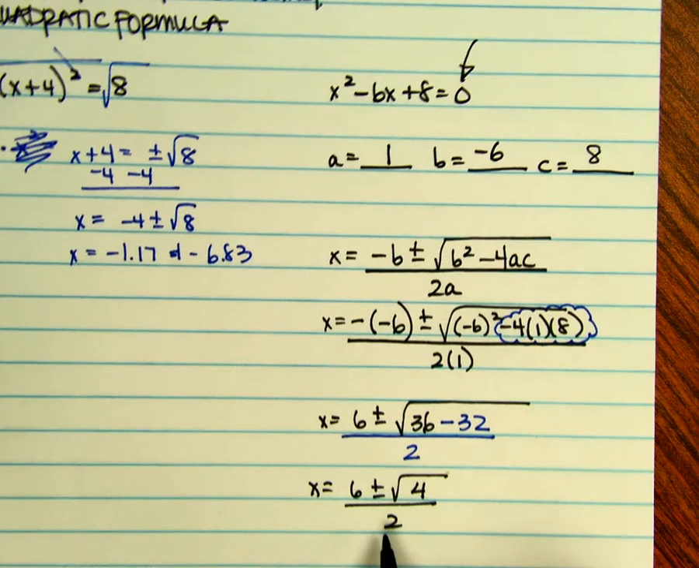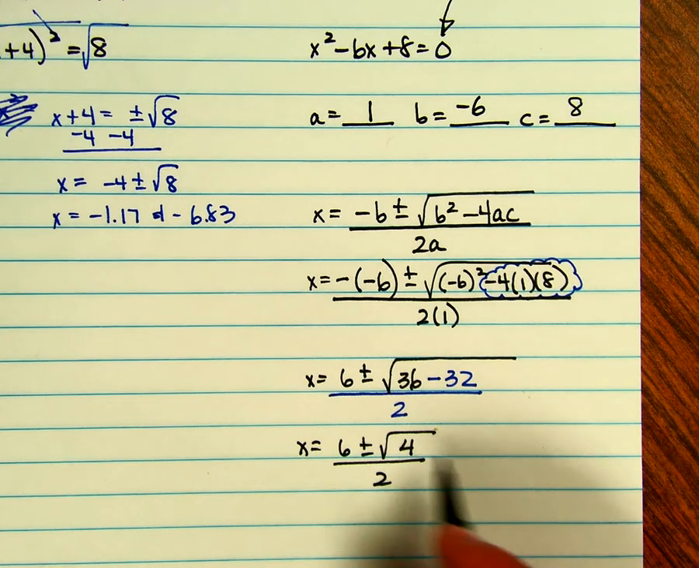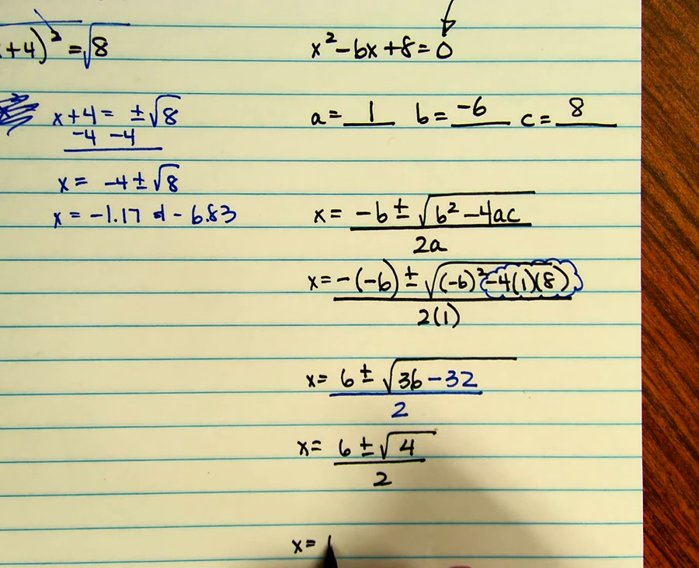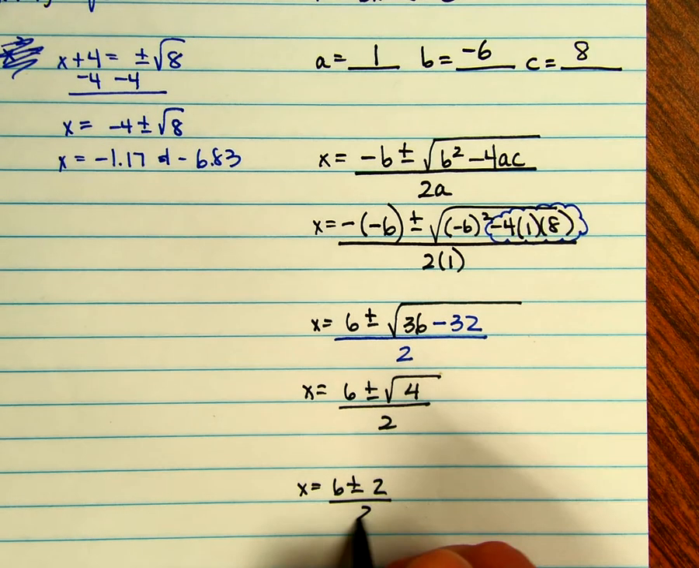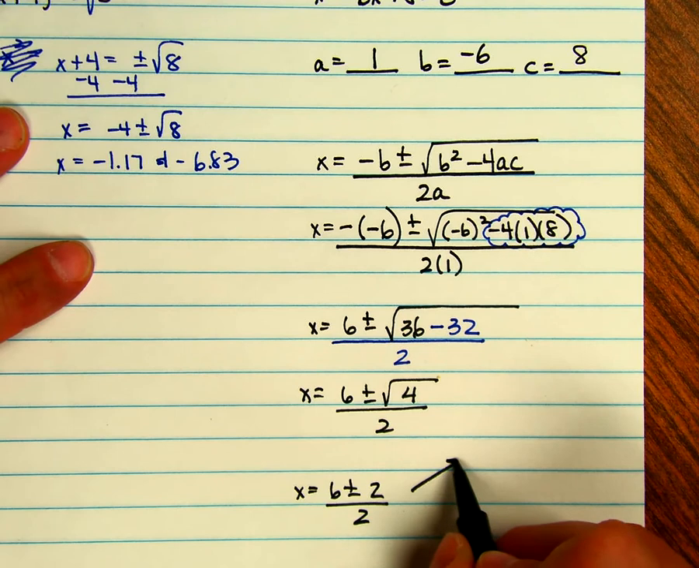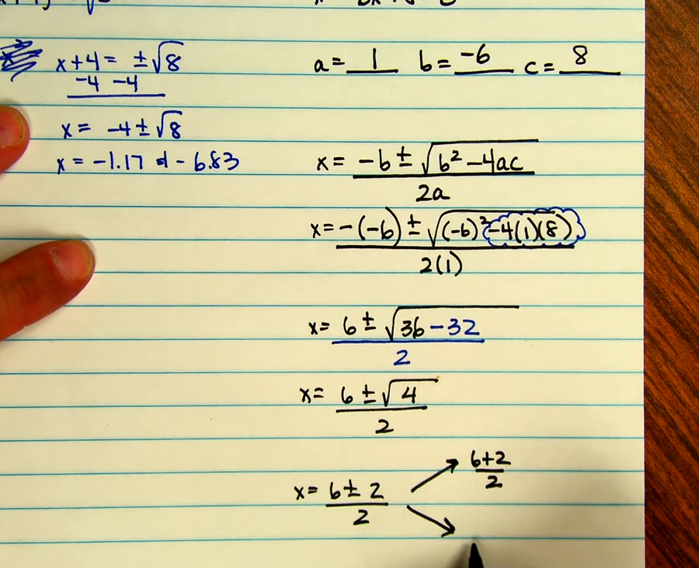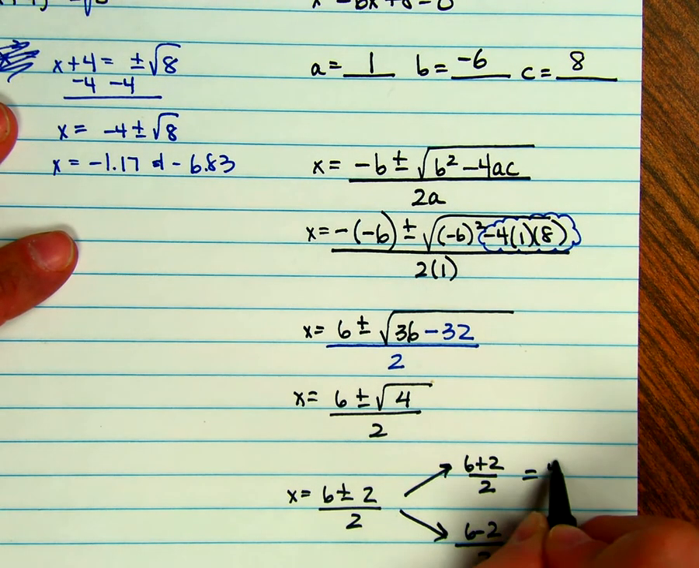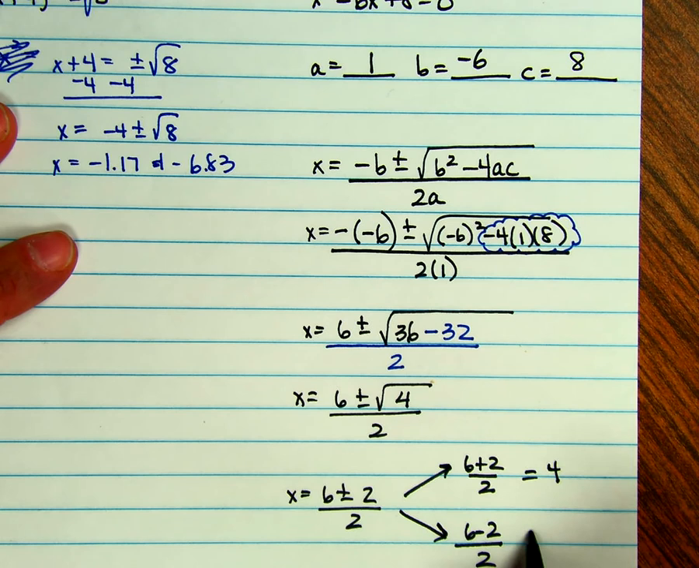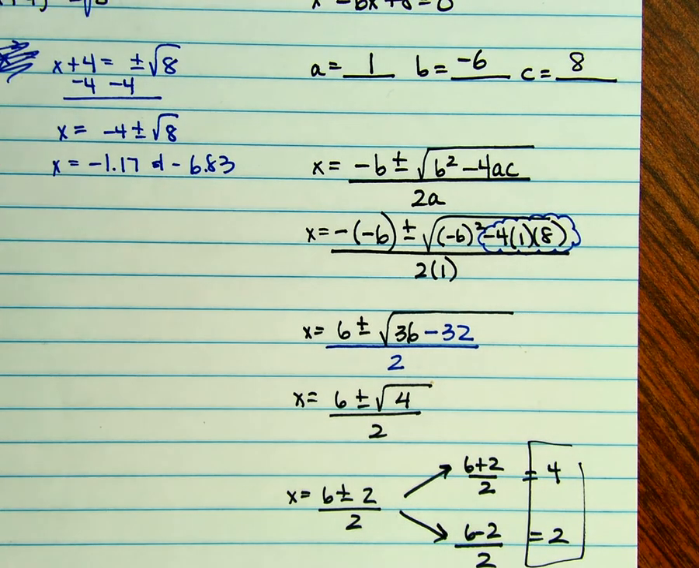And you guys have seen this before. This is where I'd plug it in my calculator. This actually isn't even a calculator problem. x equals 6 plus or minus 2 over 2. And then I can split it up. 6 plus 2 divided by 2 and 6 minus 2 divided by 2 gives me 8 divided by 2 gives me 4, and 4 divided by 2 gives me 2. So those are my solutions.